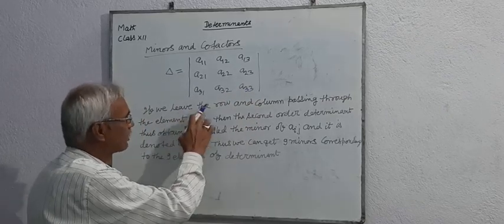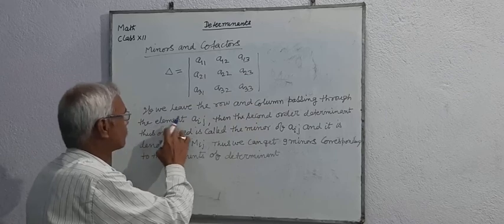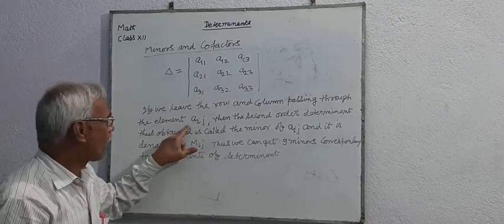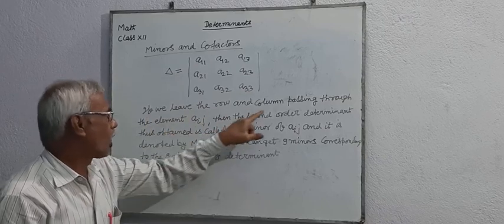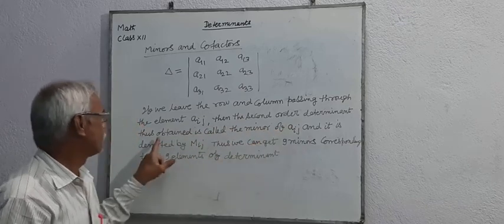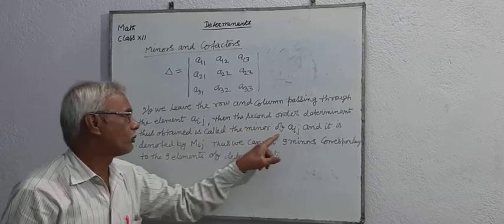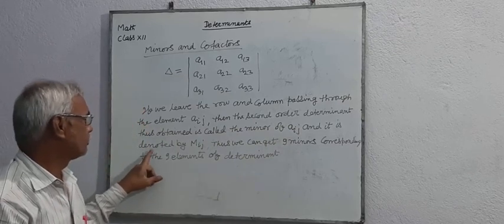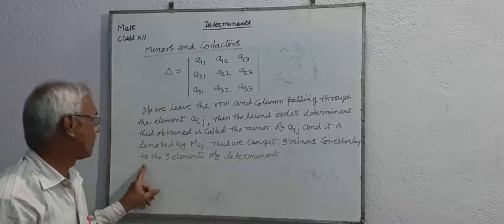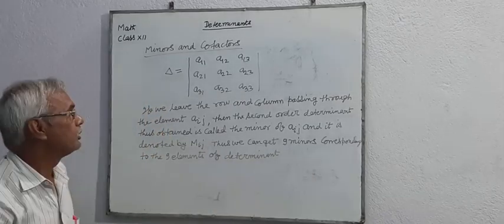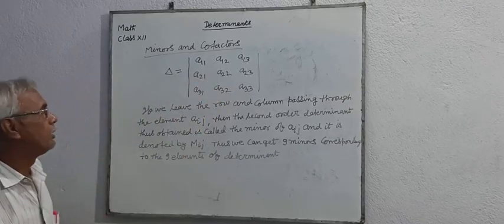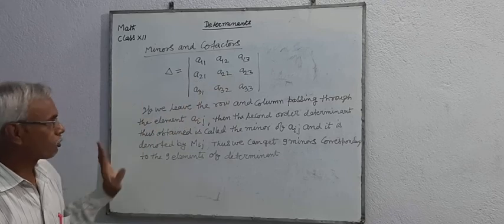We leave the row and column passing through the element aij. For any element aij, if we leave the row and column passing through the element aij, then the second order determinant thus obtained is called the minor of aij. It is denoted by Mij. Thus, we can get 9 minors corresponding to the 9 elements of a determinant. In a third order determinant, the number of elements is 9, and the number of minors is also 9.